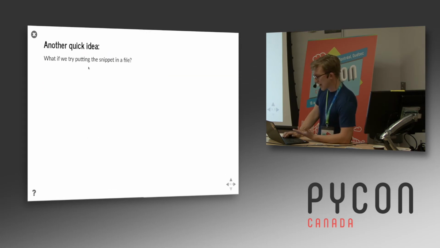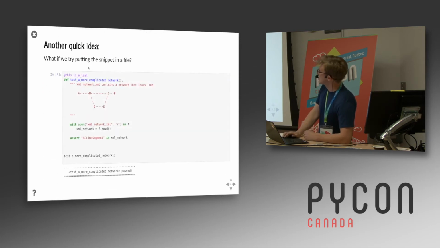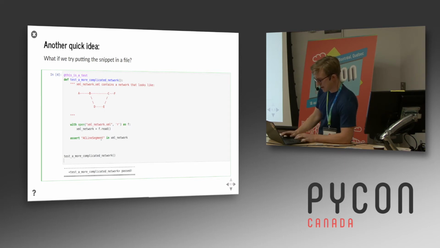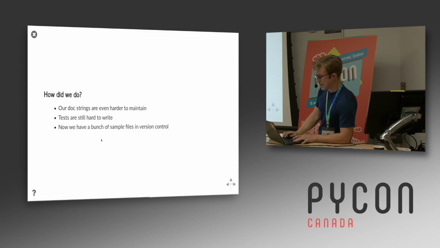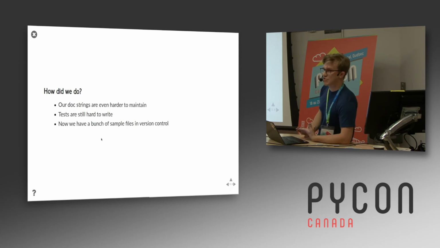So another quick idea we had, what if we put that snippet in a file? Here's an example of what that looks like. We put all that stuff in network.xml. We read it, and then we just do the assertion. So now the test is nice and short, but it's not perfect. Now our docstrings are even harder to maintain because they're not in the same file. And the tests are still hard to write because you still have to write all the XML. And now we have a bunch of files in version control.